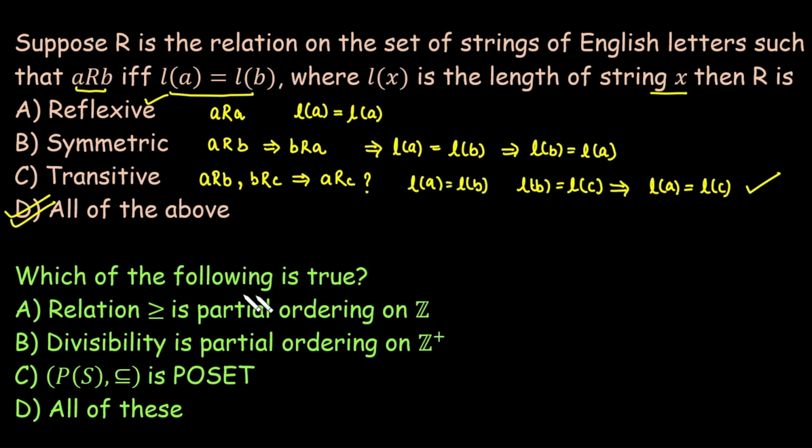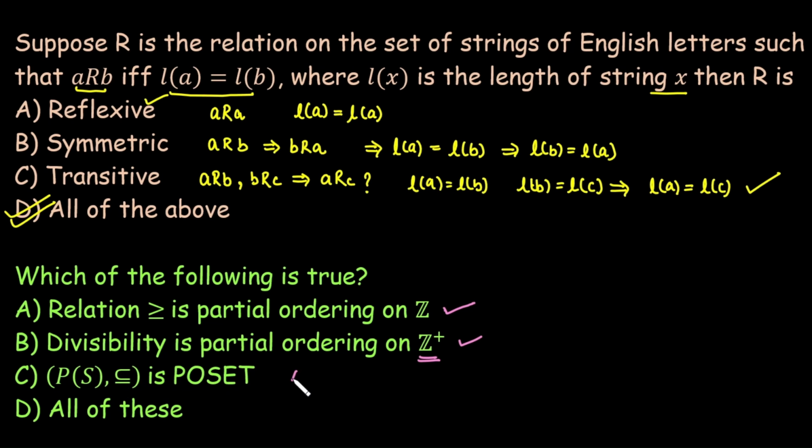The next question is, which of the following is true? The relation greater than or equal to is a partial ordering on Z. Yes, we have recently covered this one. Divisibility is a partial ordering on the set of positive integers. Yes, not on the integers but on the set of positive integers. Divisibility is a partial ordering. And the C option is also correct.